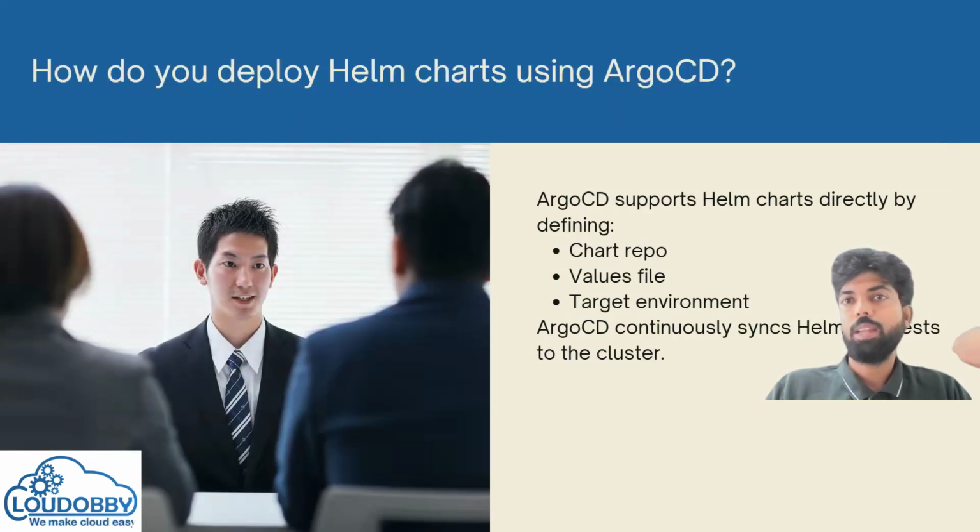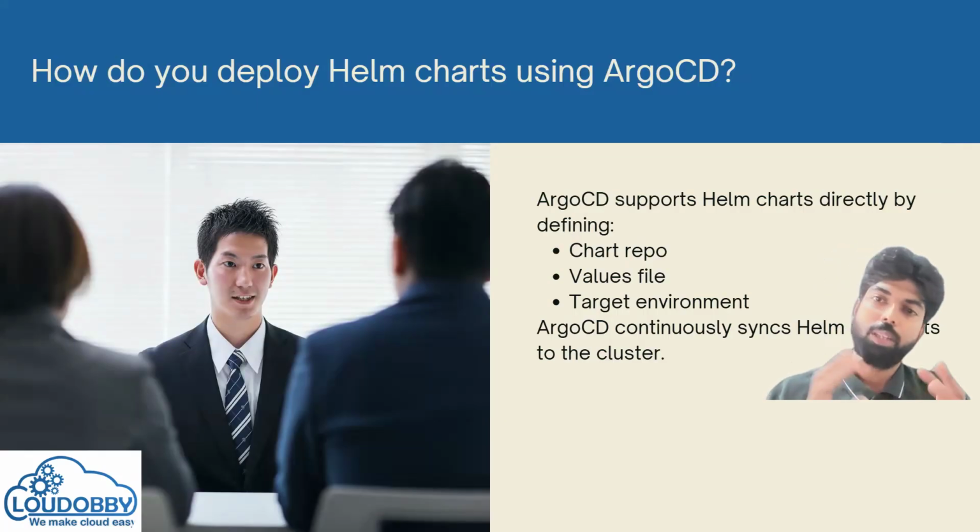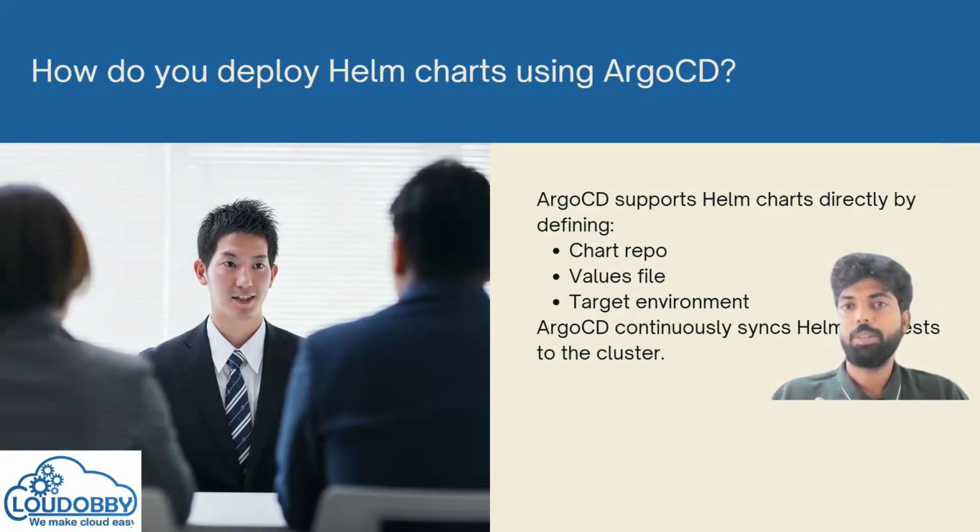How do you deploy Helm charts using ArgoCD? So now we know ArgoCD is a deployment tool for Kubernetes, which runs as an operator within Kubernetes itself. But now you are using a Helm chart. So as a DevOps engineer or DevSecOps engineer, you will have experience working with ArgoCD as well as Helm charts. So how are they interconnected? Basically, ArgoCD supports Helm charts, with the chart repo, value file, and target environment. So ArgoCD continuously syncs the Helm manifest to the cluster.